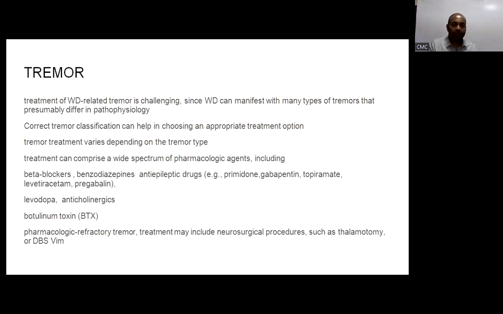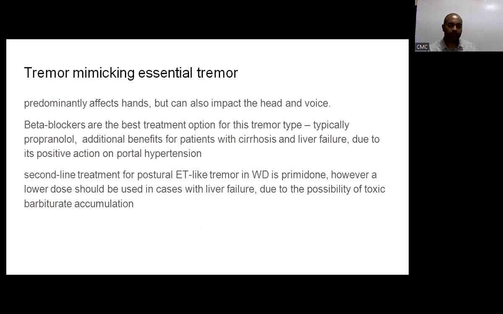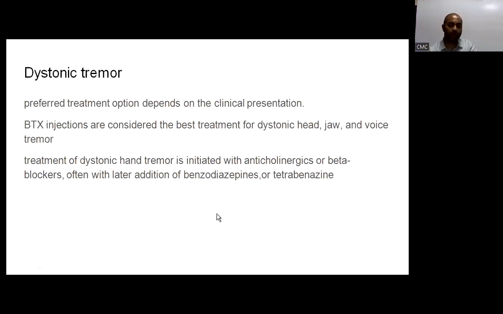For management of tremor, we have to correctly classify the tremor so as to give the appropriate treatment. We can give beta blockers, benzodiazepines, levodopa, anticholinergics, botulinum toxin. If the tremor mimics essential tremor, beta blockers are the best treatment option. Propranolol, and then primidone also we can give. Beta blockers have additional benefits: positive effects on portal hypertension. For primidone, low doses should be used because toxic barbiturate accumulation is a problem.